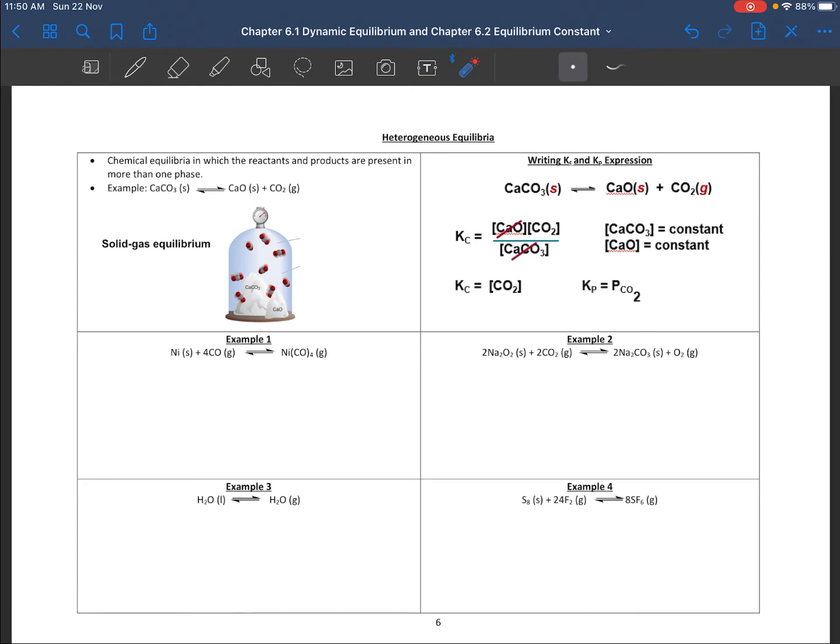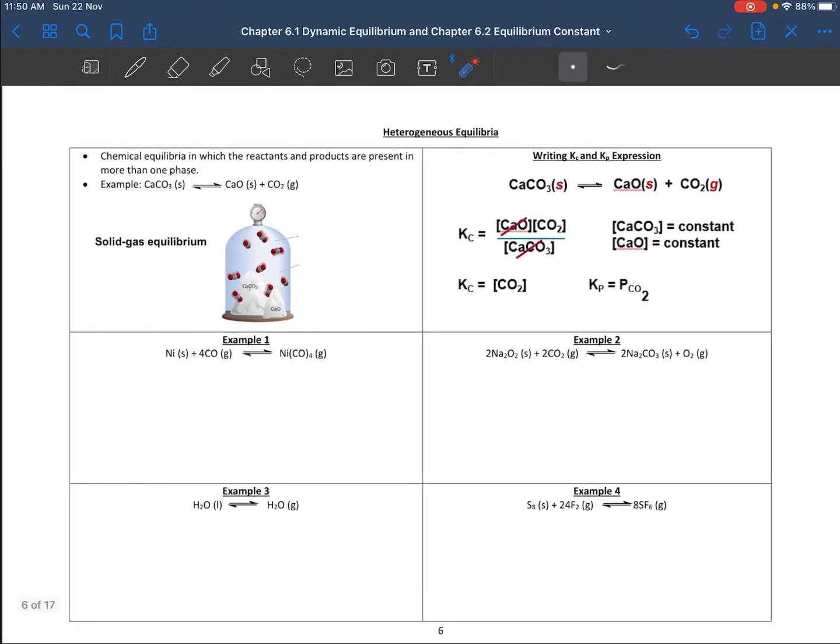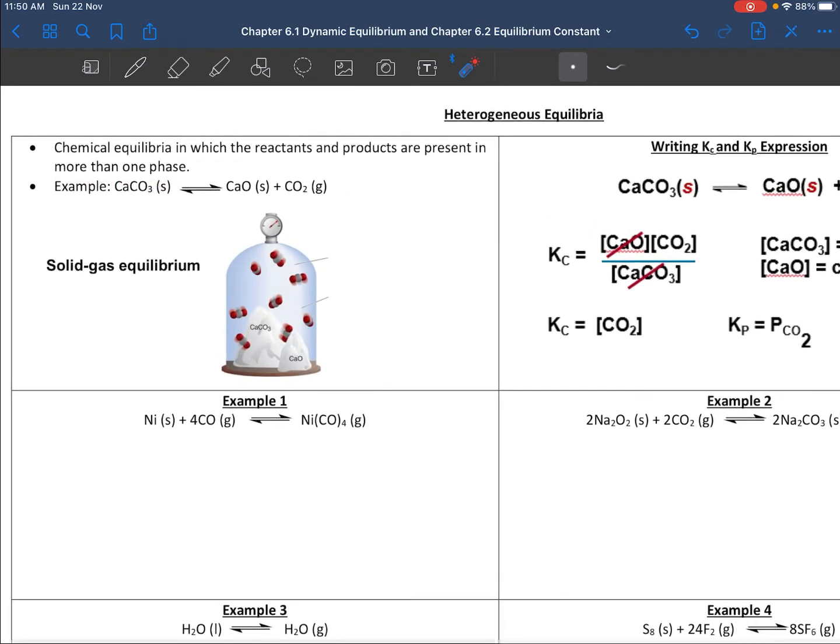But before that, we need to understand what is hetero. Okay, kalau homo sama, hetero means tak sama lah. So chemical equilibrium in which the reactant and product are present in more than one phase. So kiranya kamu ada reactant, kamu ada product, tapi reactant dan product kamu phase dia lebih daripada satu. For example, ini reactant ni phase dia solid. And produk dia adalah solid dan gas.